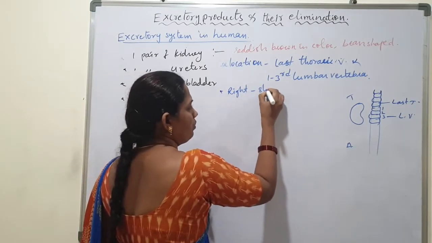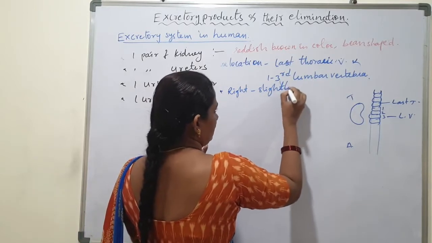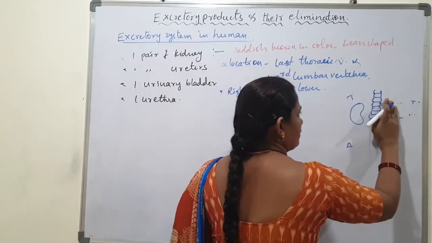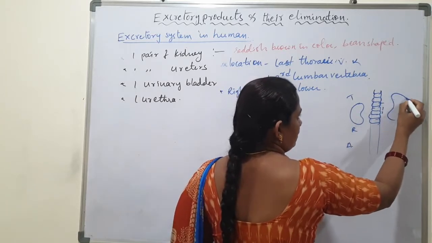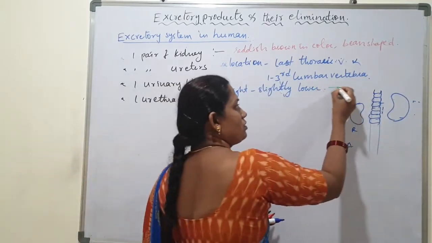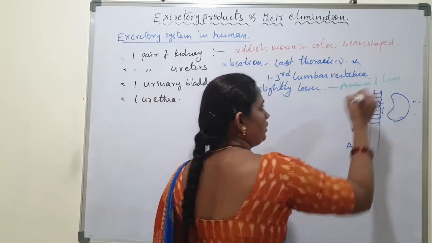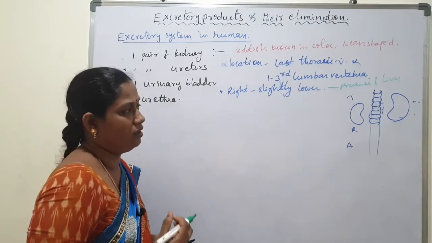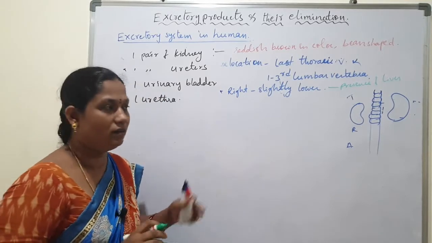Next, the right kidney is slightly lower than the left one. For example, this is the right kidney and this is the left kidney. It is slightly lower because of the presence of the liver above it. The liver slightly pushes the kidney downwards, so the right kidney is slightly lower than the left one.